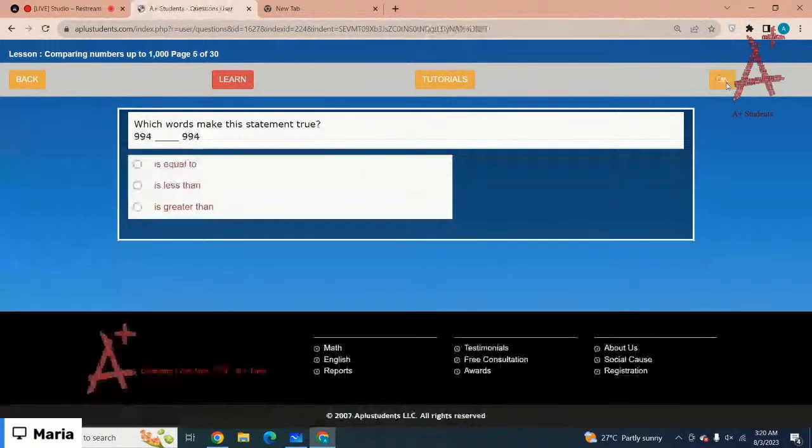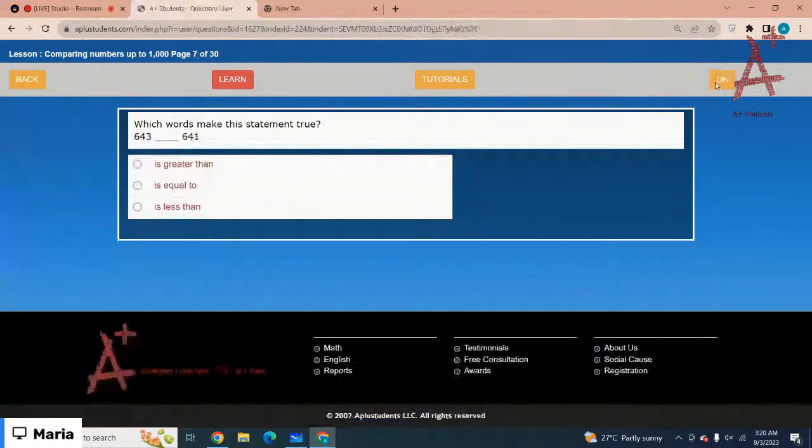Which words make the statement true? 994 and 994, so which is the correct option? Yes, they both are exactly equal. Got it? 994 is equal to 994.